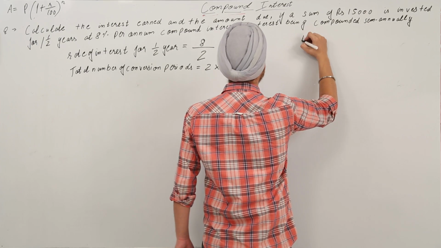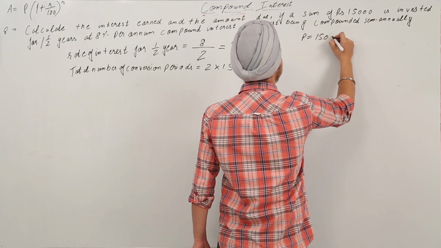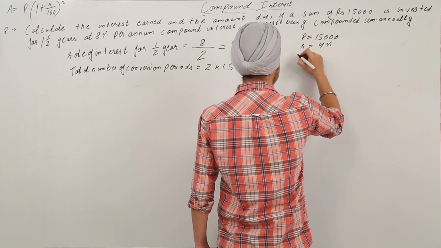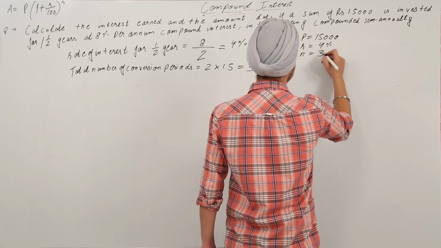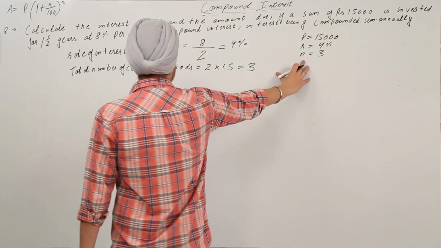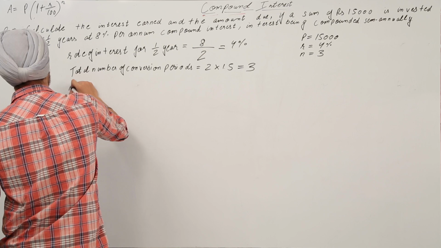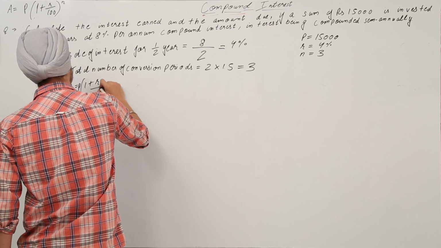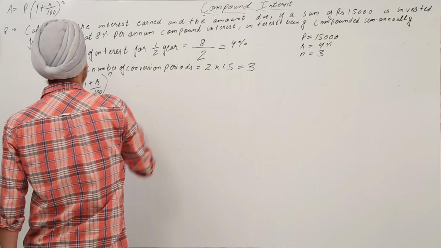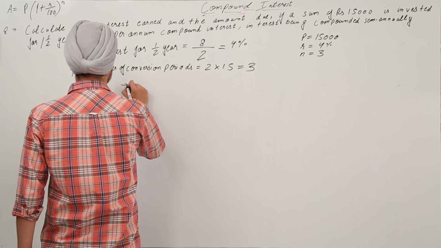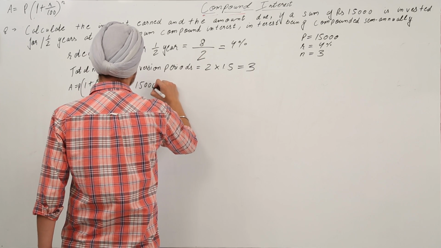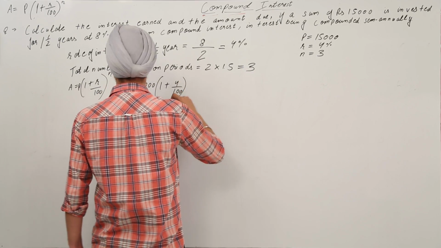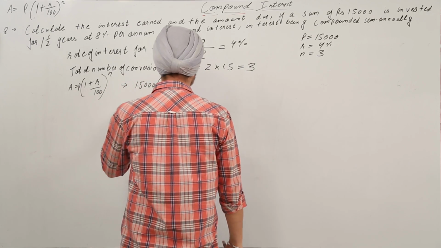So we have P equal to 15,000, R equal to 4%, and we have N equal to 3. So now we keep all these three things in the formula. A equal to P into 1 plus R by 100 raised to power N. So this gives out 15,000 into 1 plus 4 by 100 raised to power 3.